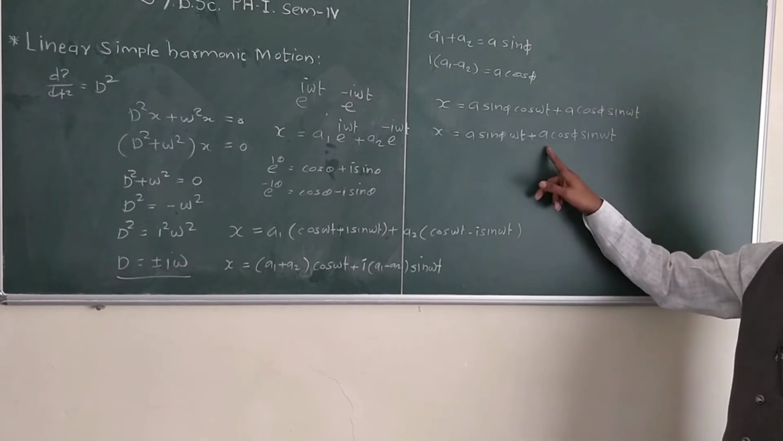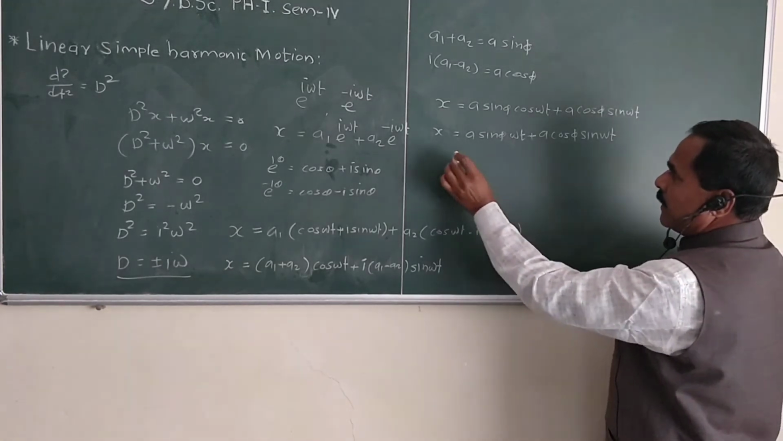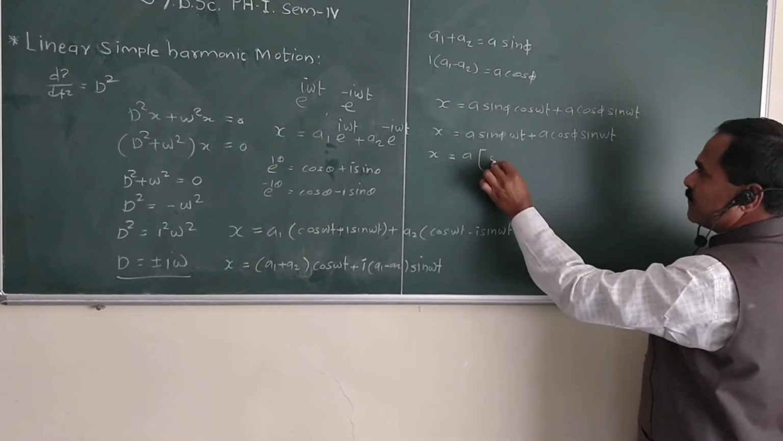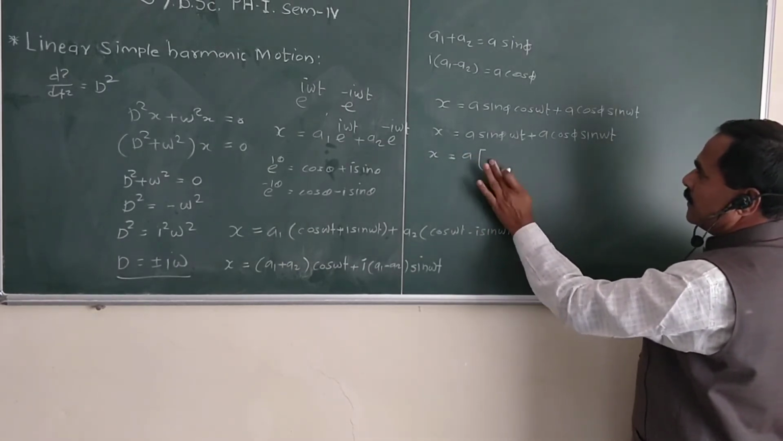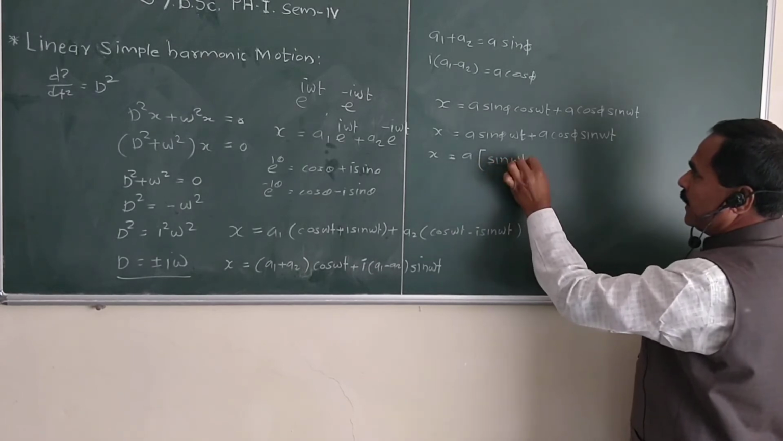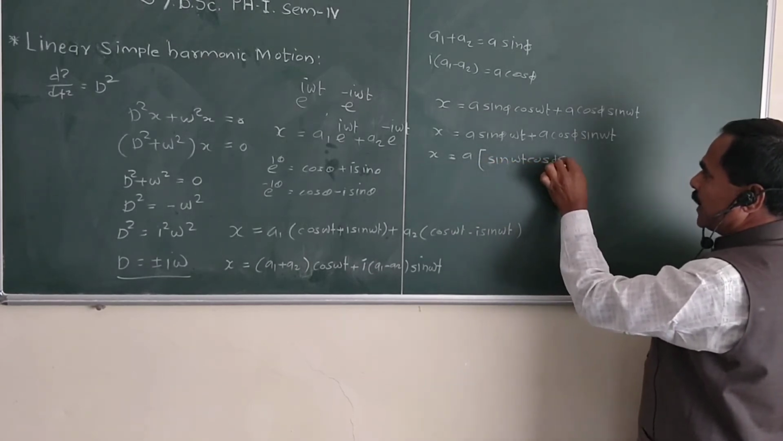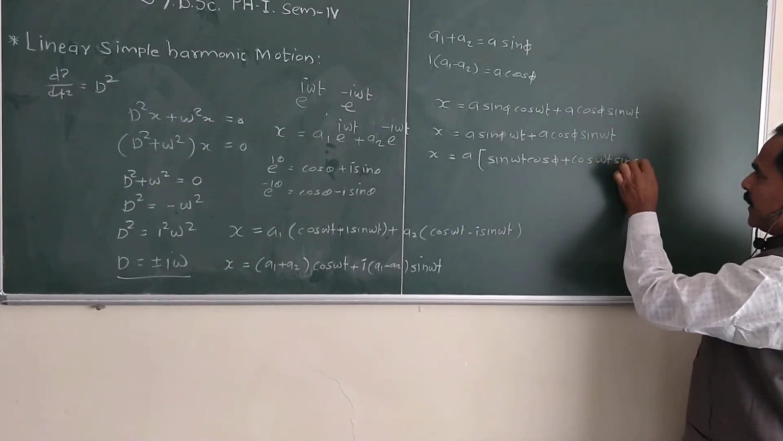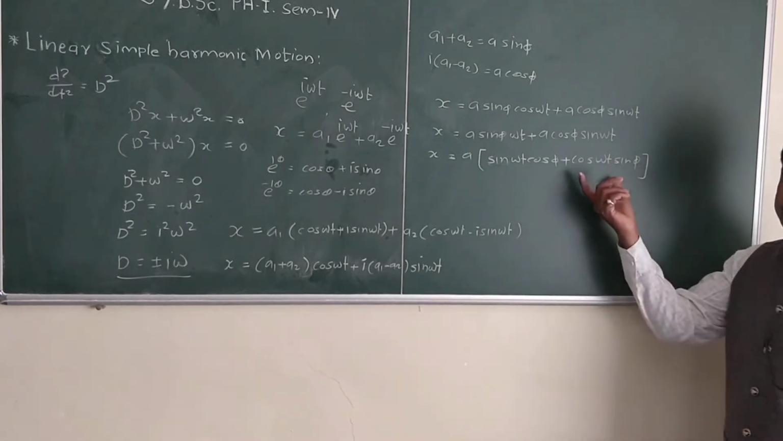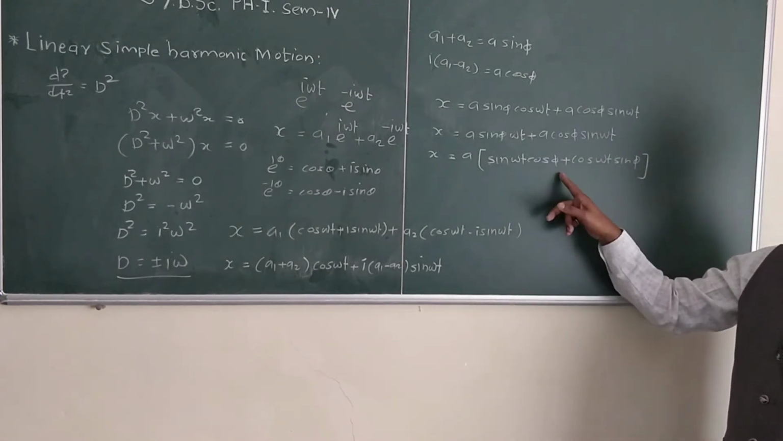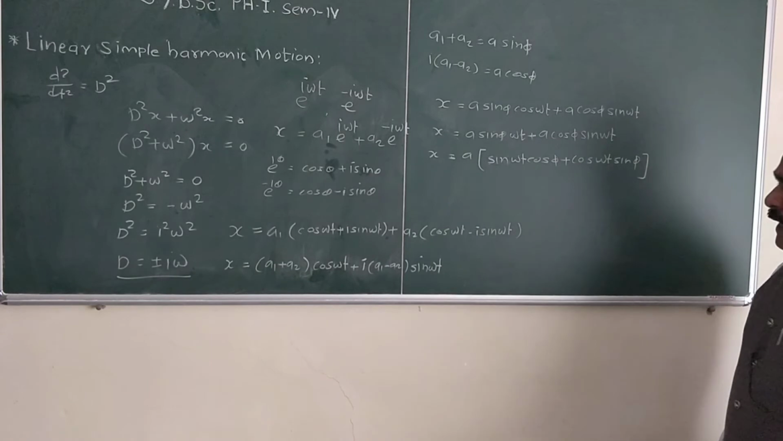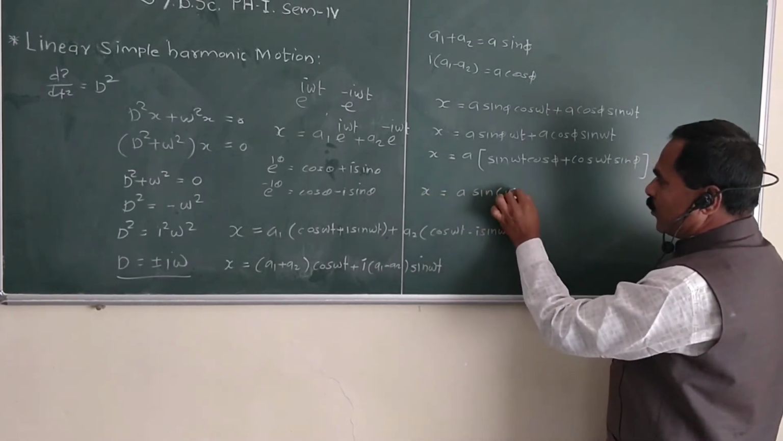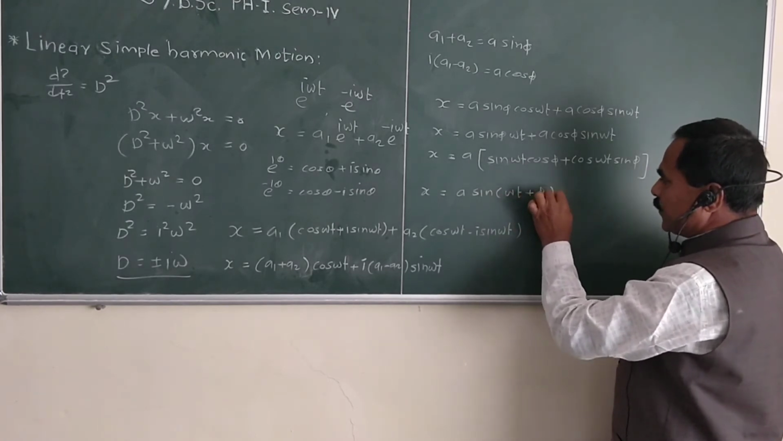So this is the expansion. In the next step, we write x equal to, we take A common, and in bracket we write sin omega t cos phi plus cos omega t sin phi, like this. Okay? And this is the expansion of sin of (omega t plus phi). Right, here x equal to A sin of (omega t plus phi).